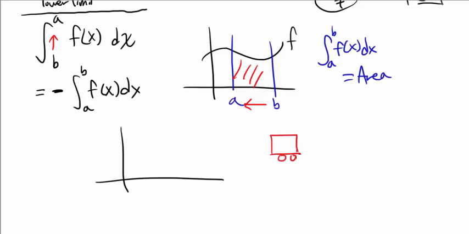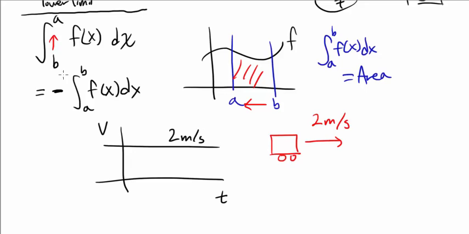It's not a very good car, but it's moving toward the right with velocity 2 meters per second. So after 1 second, it moved 2 meters. After 2 seconds, it moved 4 meters. After 3 seconds, it moved 6 meters, and so on. So let's plot our velocity and our time here. So our velocity is always 2 meters per second.